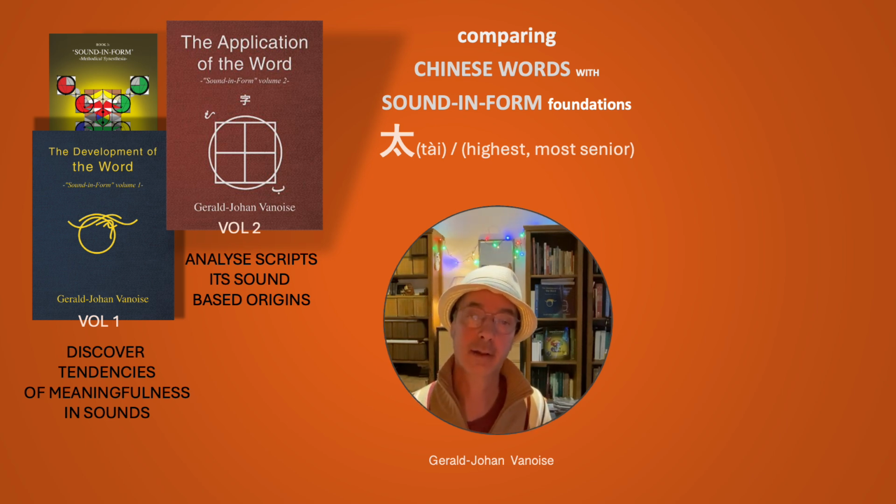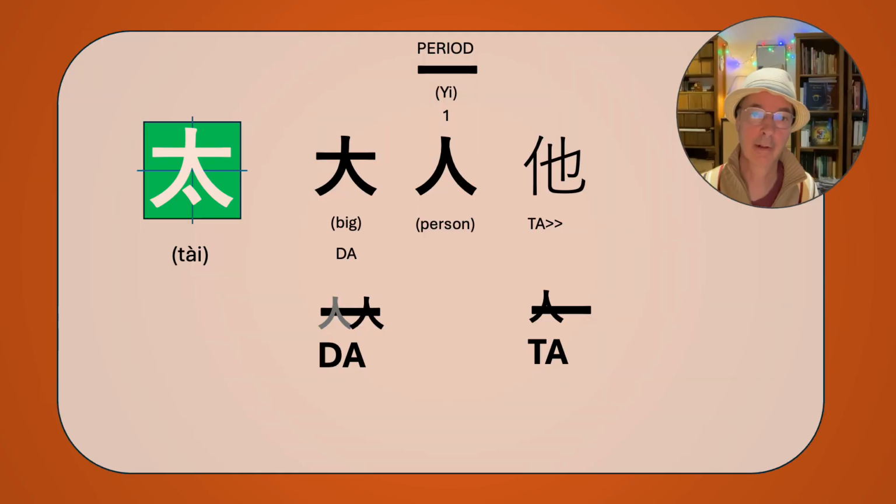And that's Thai, or very simply said, the highest or most senior, things like that. I will explain that better in a couple of moments. So what did we already see? I have here this symbol projected on the time frame, which is, let's say, 4 seasons. It's a working field. And what do we recognize already?